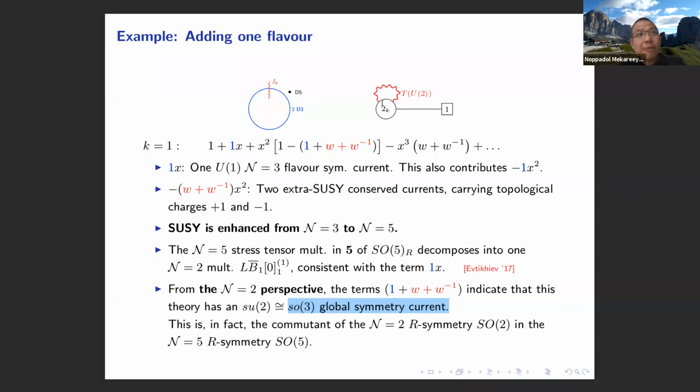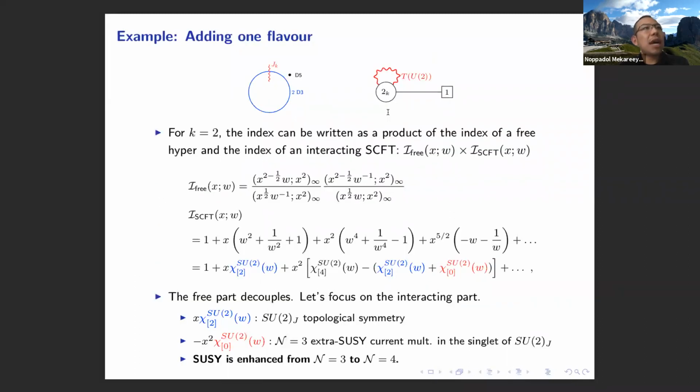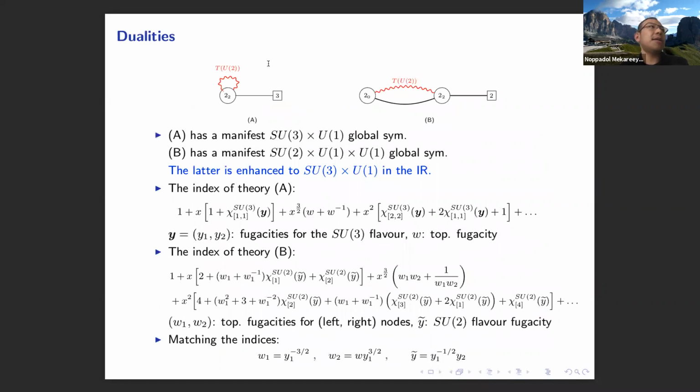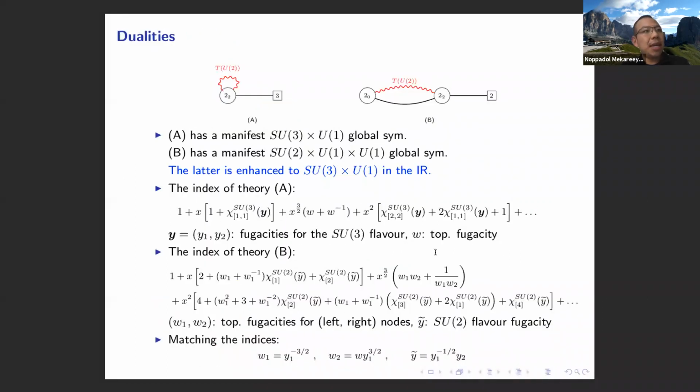And with Gaiotto and Safdi, we checked that this particular theory doesn't match any known N=5 theory. So I'm tempted to say that this is a new N=5 theory that arises in this way. Okay. I can show you more examples, but let me wrap up soon because I'm running out of time.